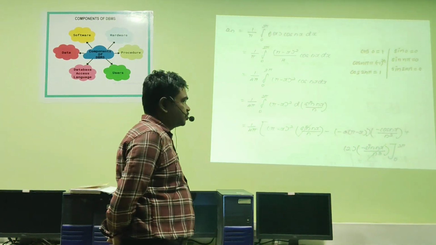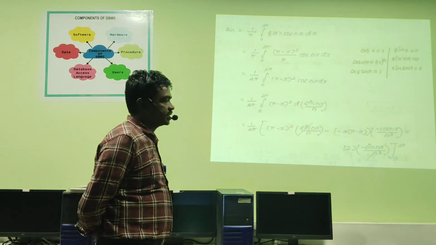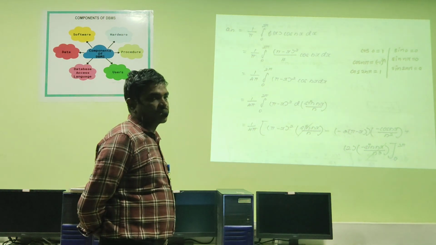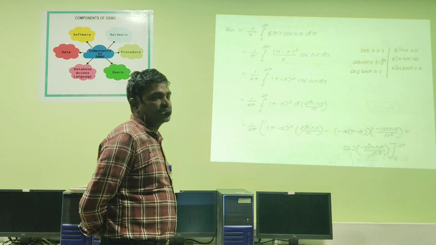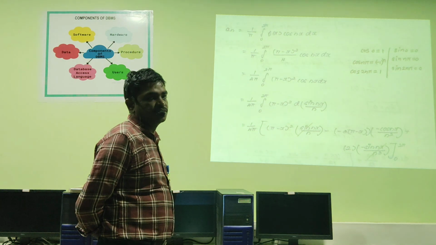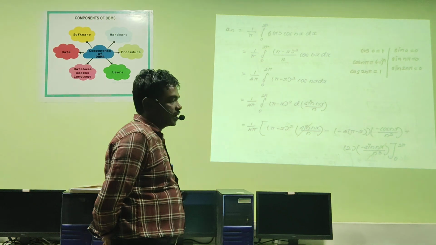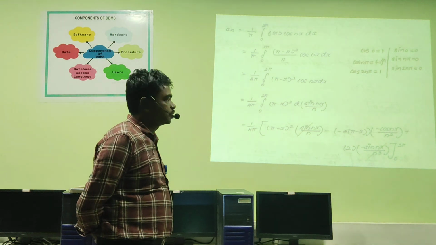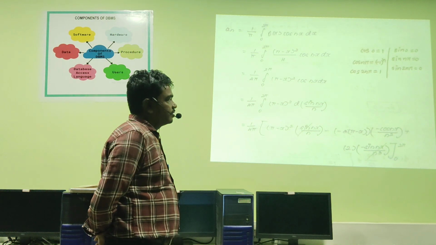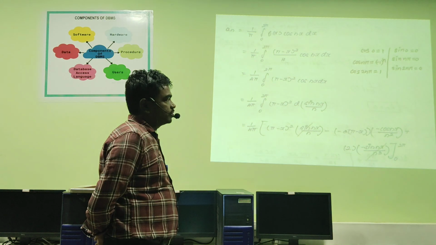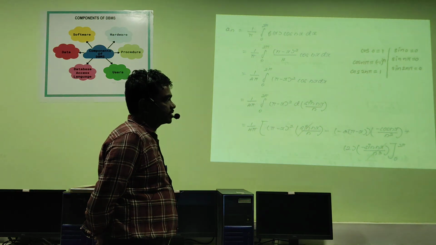You can differentiate u dash, that is minus 2 into (pi minus x). So minus 2 is constant; pi minus x we can differentiate: differentiation of pi is 0, minus x differentiation is minus 1. Therefore minus 2 into minus 1, we get finally 2. And then v2 you can find out. What about v2? Integration of v1.